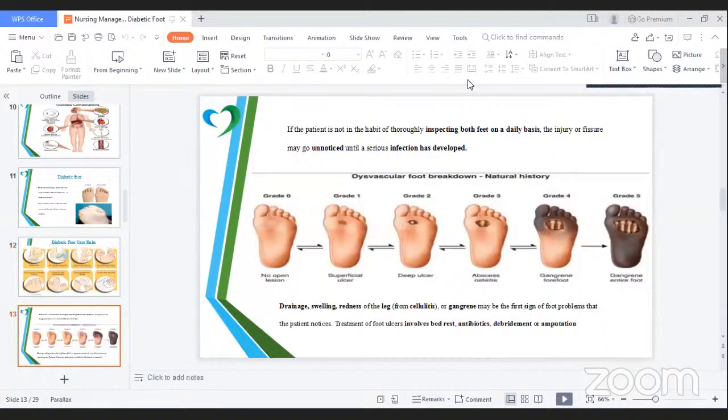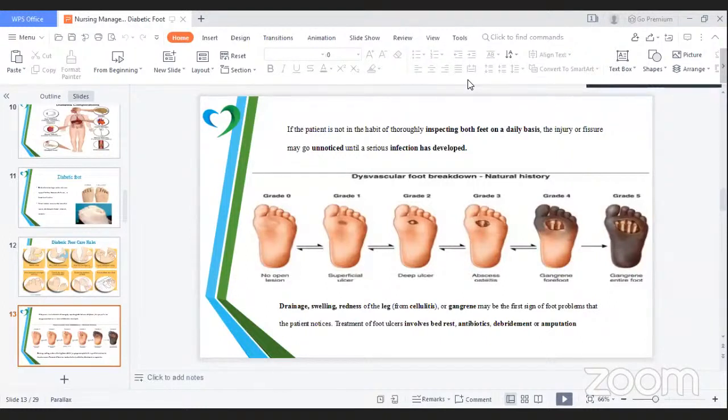If the patient doesn't follow the previous instructions properly, this means we will have injury or we will have diabetic foot, starting with a non-open lesion and progressing later on to grade 5 gangrene.